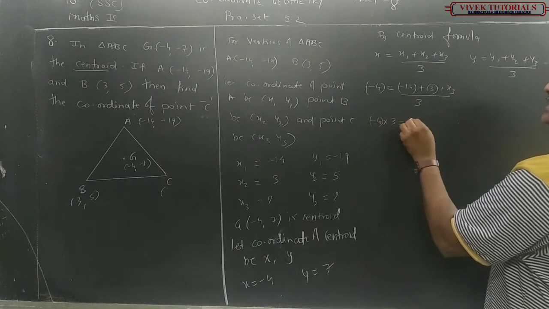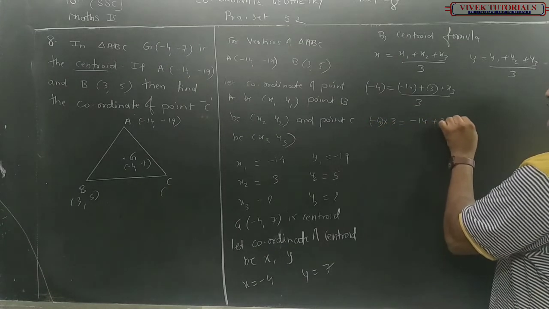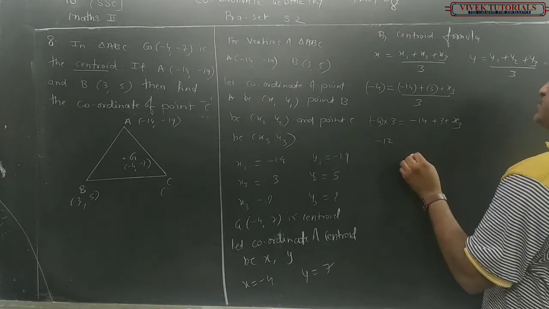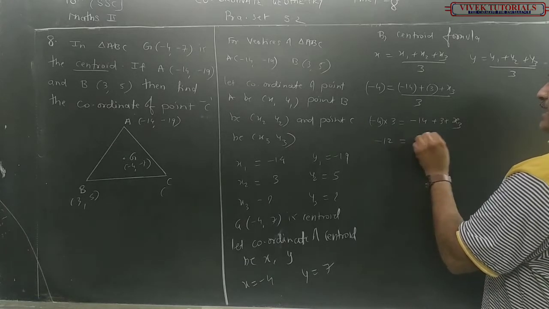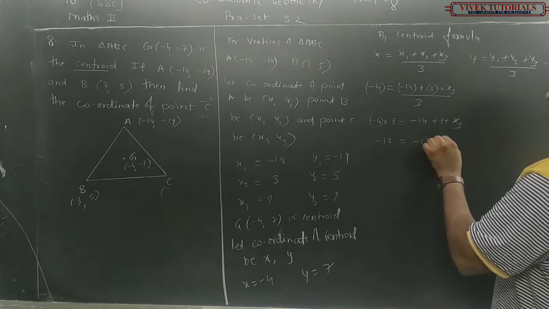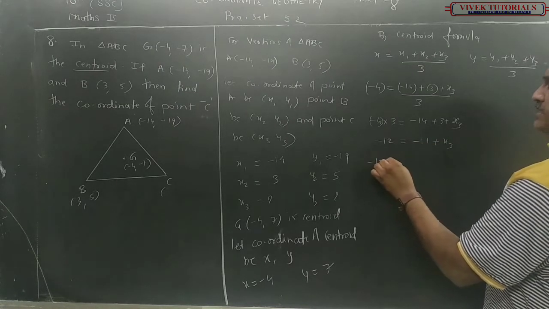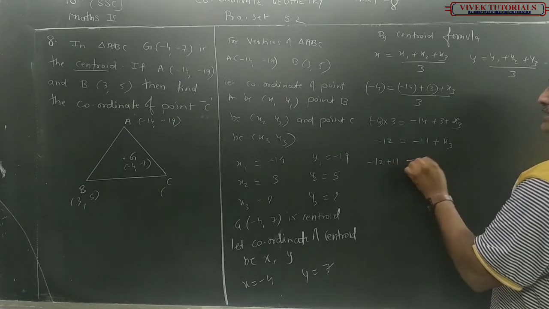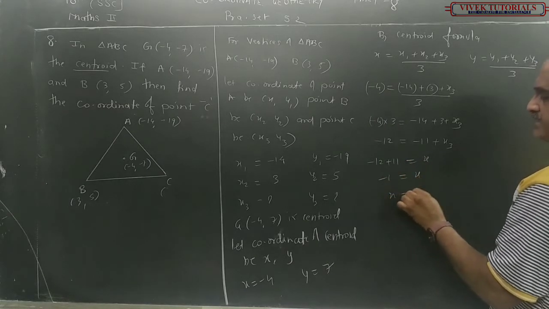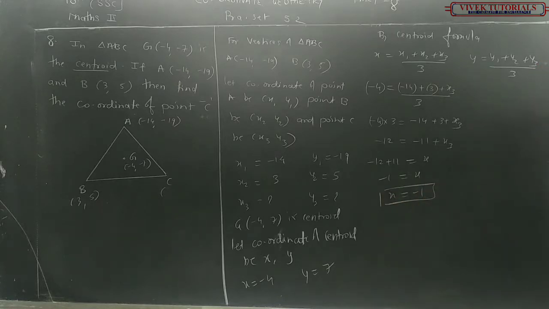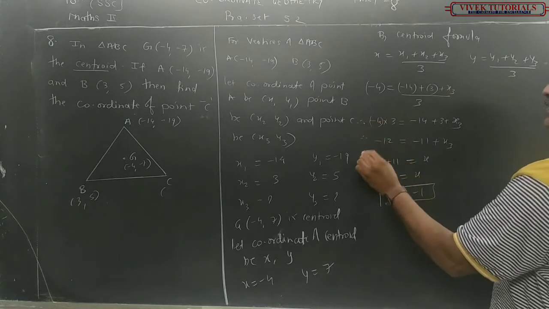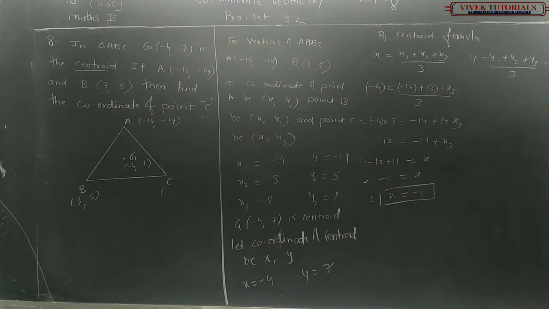So -4 into 3 is equal to -14 plus 3 plus x3. 4 3s are 12, so -12 is equal to -11 plus x3. So -12 plus 11 is equal to x3, -1 is equal to x3. Have you understood this? X is equal to -1. And y is equal to (y1 + y2 + y3) upon 3, where the value of y1 is -19, y2 is 5, and y3 we don't know, upon 3.